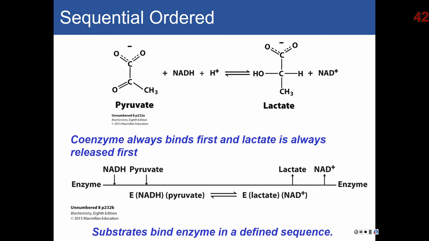Now we talked about lactate yesterday, right? It's what makes our muscles start burning when we're working out and we're not used to that. So a coenzyme binds first, and lactate is always released first. So here we've got our enzyme. We have NADH, pyruvate. So we make our enzyme pyruvate complex, and then we have our enzyme lactate complex, and then we have lactate, and it releases. And so the substrate binds the enzyme in a very defined sequence. So that's a sequential order reaction.